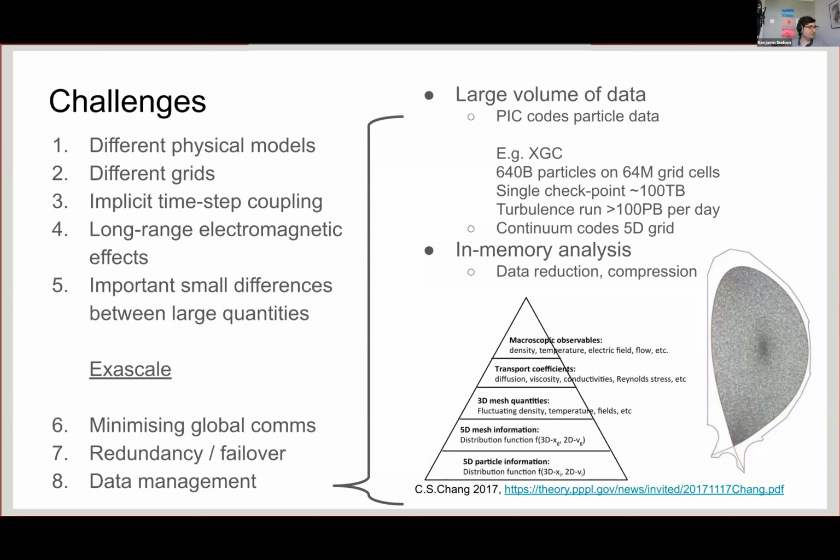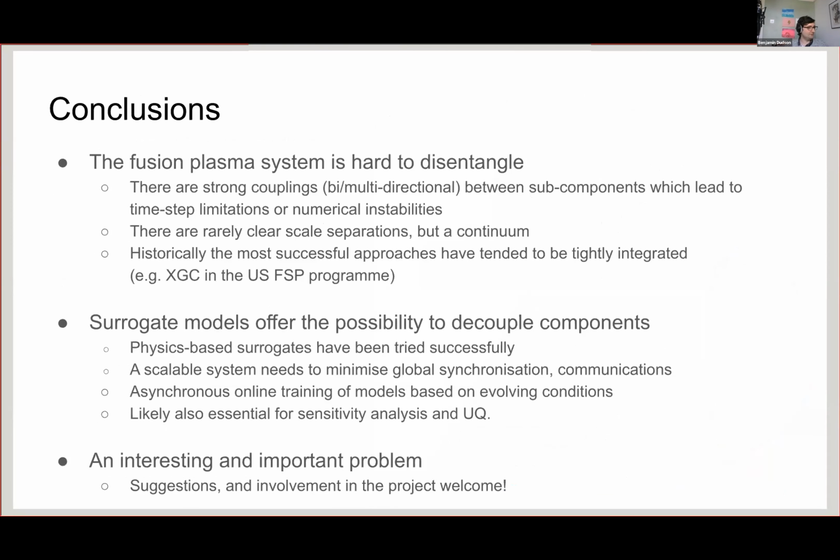Okay, so I think I'll stop with the conclusions. There are a lot of interesting problems. It's quite a challenging system to try and solve because there are these very strong couplings between the whole system. There have been lots of attempts and lots of ideas that we're building on. Currently, we're interested in surrogate models as a way of breaking tight dependencies between systems, and also because they potentially provide a way of doing UQ and sensitivity analysis on the system.